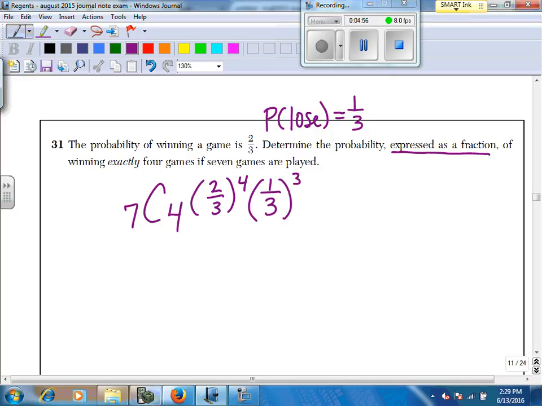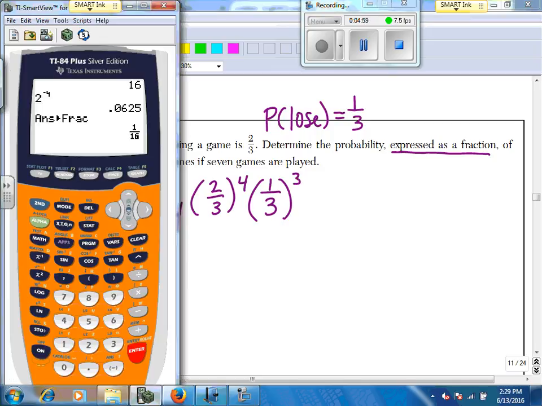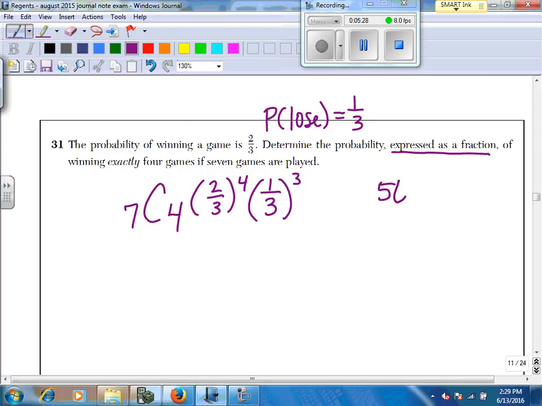Okay? I'm going to try to type this in my calculator and see if it'll give it back to me as a fraction. 7 math NCR 4, open a parenthesis, use the fraction key to do this, 2/3 to the 4th, use the fraction key to do this, 1/3 to the 3rd. Press enter, and it does. It gives it back to you as a fraction in simplest form. 560 over 2187. Easy. 2 points.